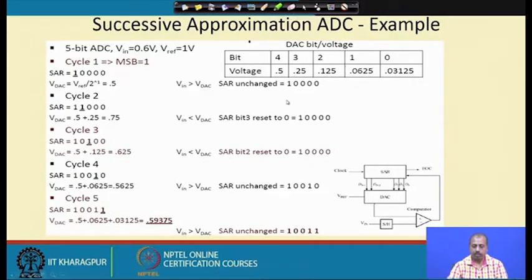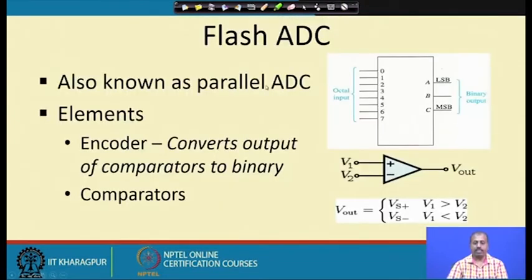So, next we will be looking into the flash type ADC. In flash type ADC, as the name suggests, the conversion is done in a flash. So, all the bits are set simultaneously and this is a parallel type of ADC. The elements that we have here are an encoder that will convert the output of comparators to binary, and we have got a set of comparators.